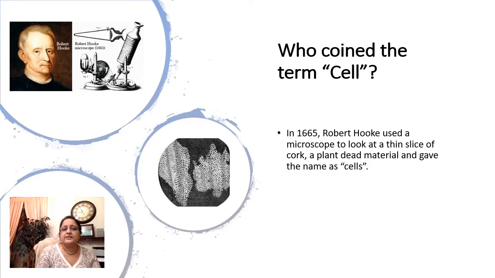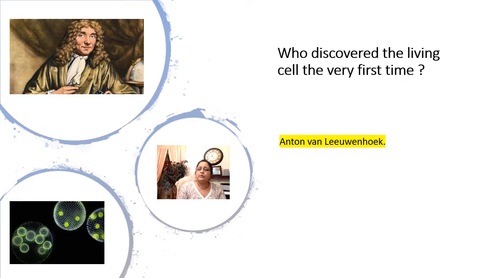But we know that living cells are not empty chambers. They do contain many tiny working parts that have their specific functions. So who actually discovered the living cell for the first time? It was observed by Anton von Leeuwenhoek when he examined a sample of pond water. He also drew the organisms that he saw in the mouth. Now we call those bacteria.